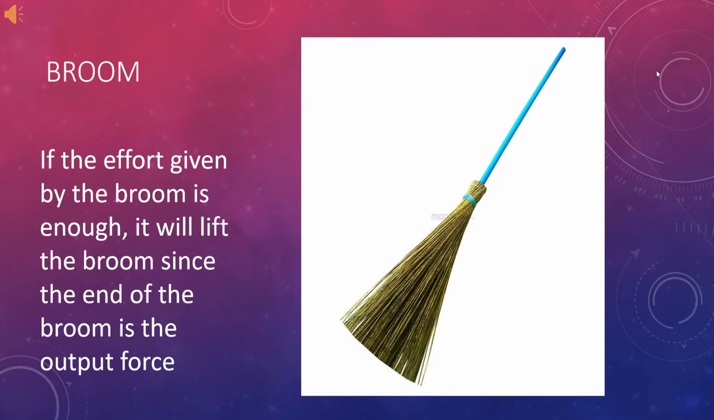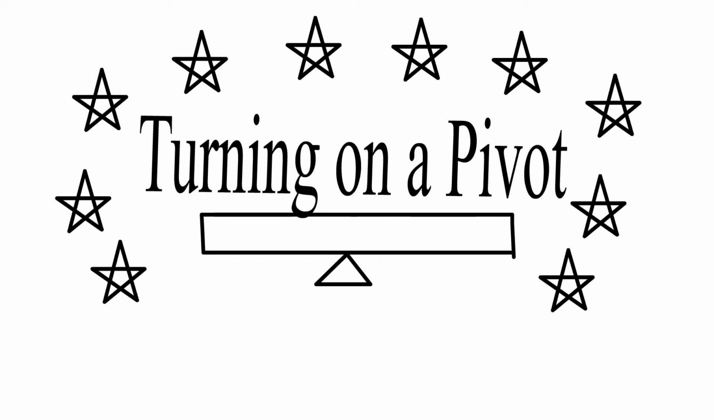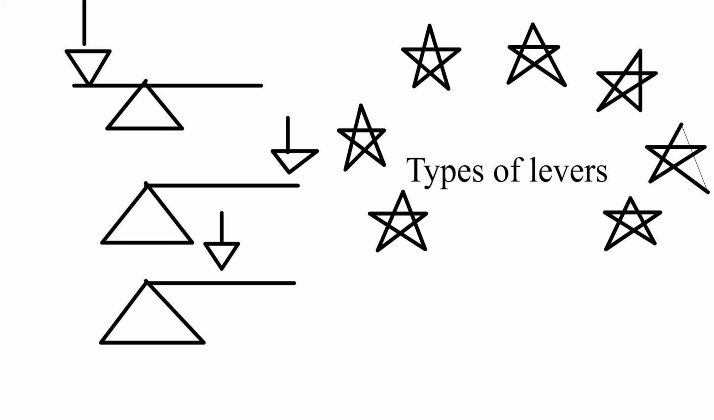And lastly, we have the broom. If the effort given to the broom is enough, it will lift the broom, since the end of the broom is the output force. Turning on a pivot.